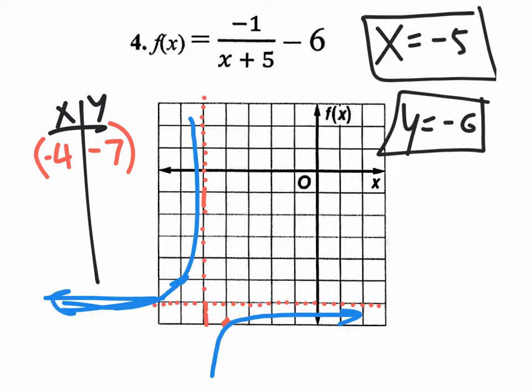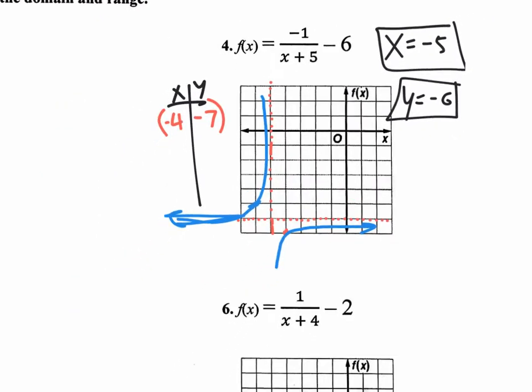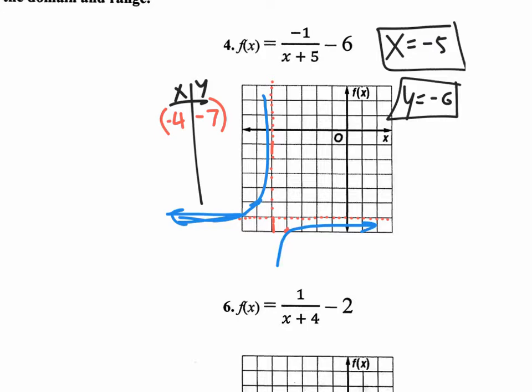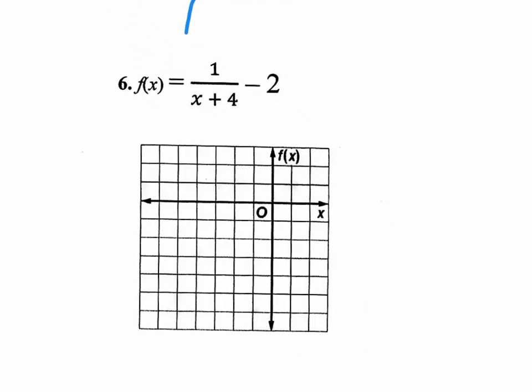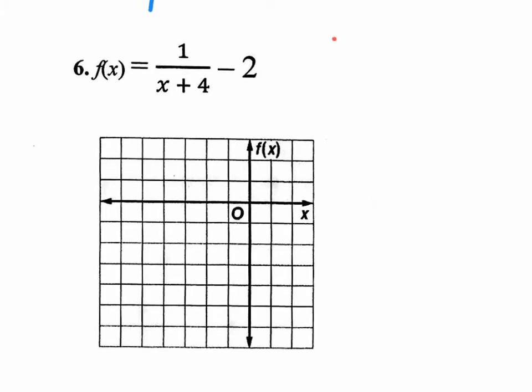It's as easy as identifying your vertical and horizontal asymptotes and then plugging in a point to just see where your curves are in comparison, or when you're looking at those asymptotes. So let's look at number 6, for example. What is your vertical asymptote going to be?